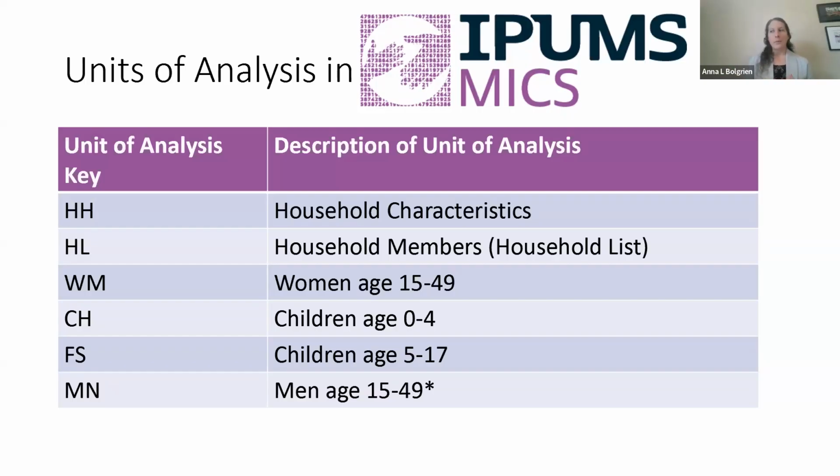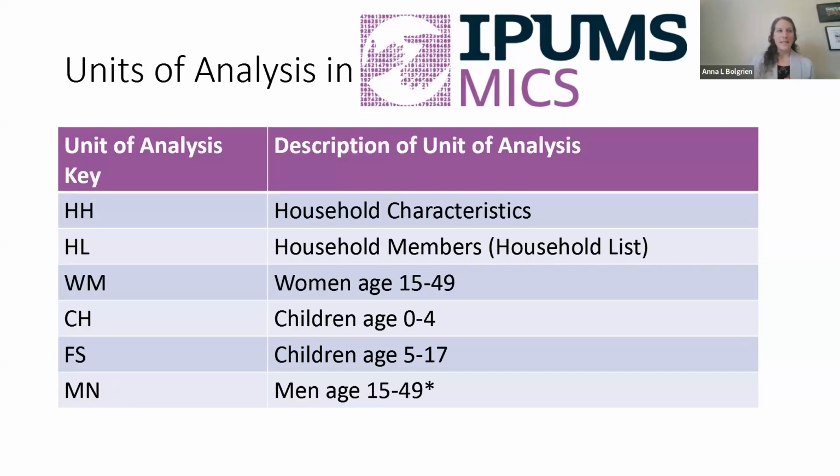Additionally, most of the more recent samples include information on adolescents, which is this FS unit of analysis. And FS stands for children 5 to 17, which is the S. This adolescent data set is comprised of one randomly selected child of the age 5 to 17 in the household. And again, these are really only commonly available for samples after about 2017 to 2025.